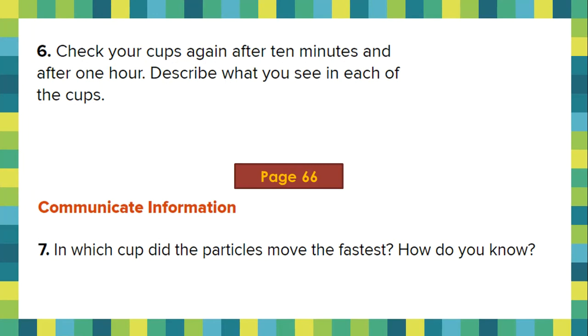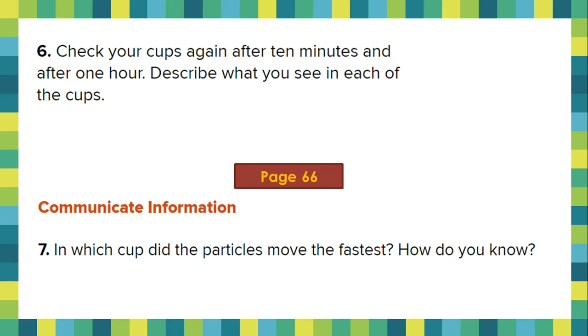After you do that, you're going to check your cups again after 10 minutes and after 1 hour, and you're going to describe what you see in each of the cups. Alright? So you should infer that particles move faster as the temperature of the water is increased, due to the rate at which the food coloring mixes. So the faster that this food coloring mixes, that will mean that the temperature and actually kinetic energy and thermal energy are way higher, right? But you're going to see that after you conduct the experiment.